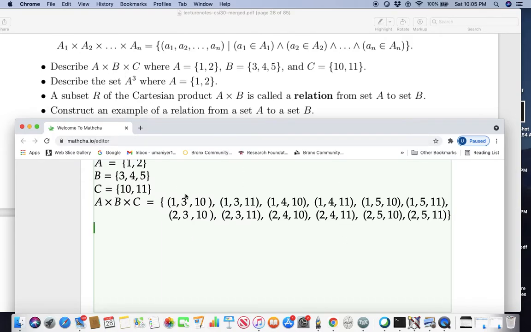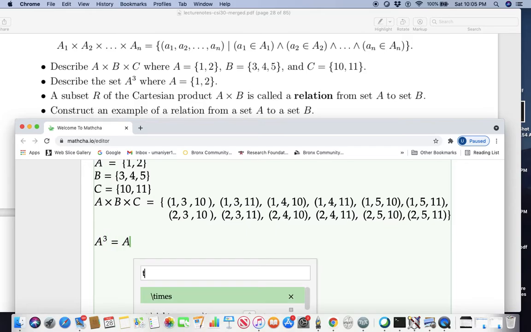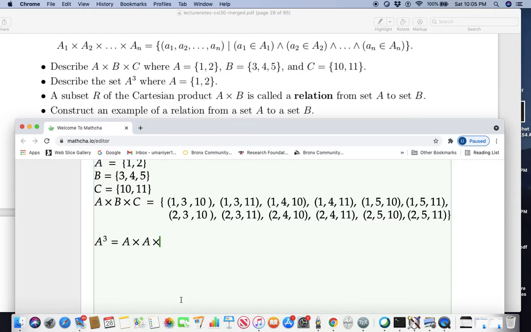Likewise, how about the set A power 3? A power 3 is the set A times A times A, where what is A? A is just the set containing 2 elements, 1, comma 2. So what does that mean? This is equal the set of, you see you have 3 powers, so you are going to have 3 tuples.